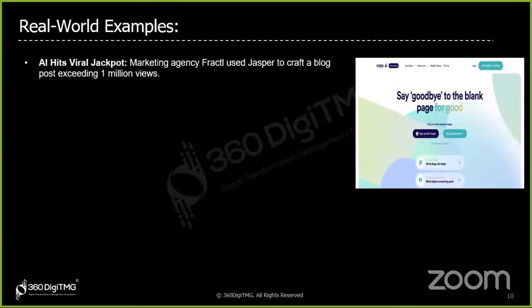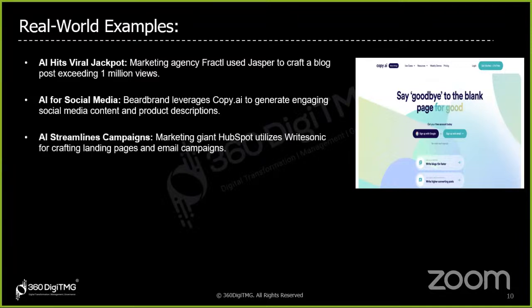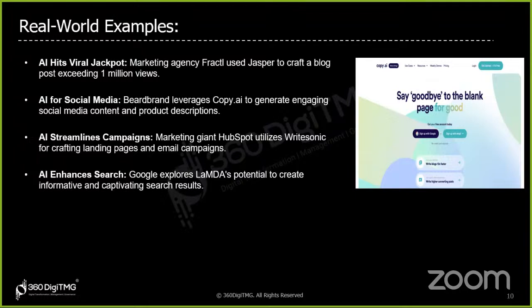So let's look at a couple more real world examples. AI hits a viral jackpot. Marketing agency Fractal used Jasper to craft a blog post which exceeded more than 1 million views. So it probably went viral, juicing up their revenue, right? AI for social media. Beard brand leverages Copy AI to generate engaging social media content and product descriptions because that's the most important thing, right? AI streamlines campaigns. Marketing giant HubSpot utilizes Writesonic for crafting landing pages and email campaigns. So these are examples of a couple of companies who are using these tools in order to boost their sales, boost their marketing campaigns, and ultimately build their revenue.